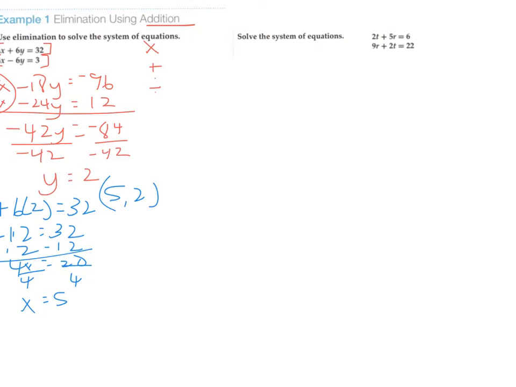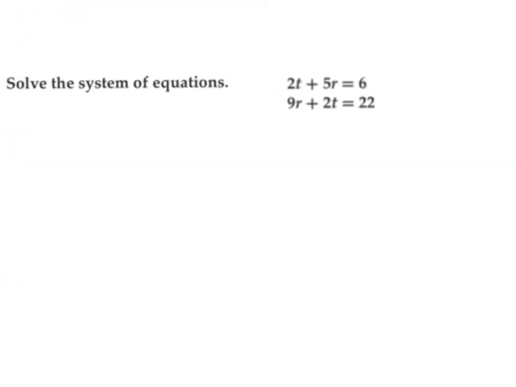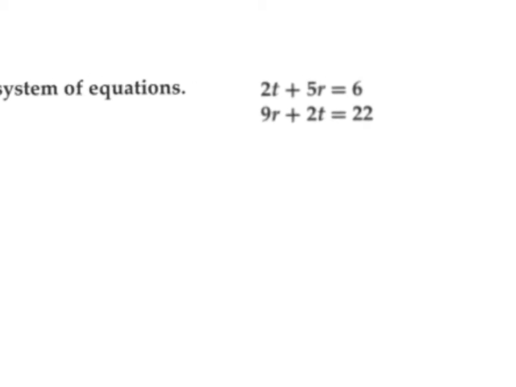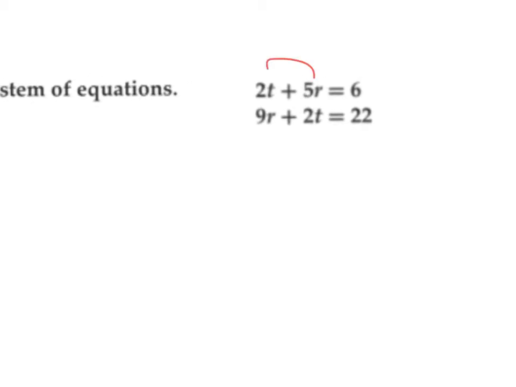So let's do the same problem the same way. So now we're going to do this next problem the same way. But to do this, we must have things in order. So what I'm going to do is I'm just going to move this 5r and 2t so they're in order. So I'm going to put the 5r plus 2t equals 6.